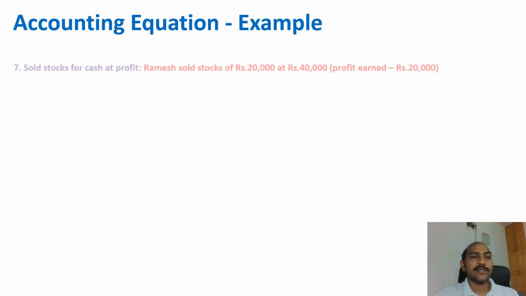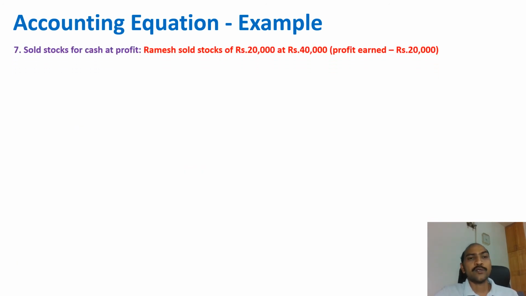Coming to the next business transaction, sold stocks for cash at profit. So in the previous example, we saw that the stocks were purchased. Now the business is selling stock. So Ramesh sold stock of rupees 20,000 at rupees 40,000. Profit earned is 20,000 rupees. So 100% profit Ramesh has charged on the customer, and the profit earned is 20,000 rupees.